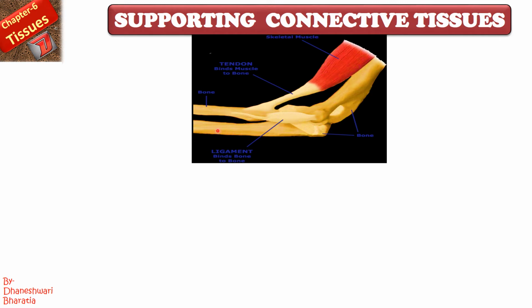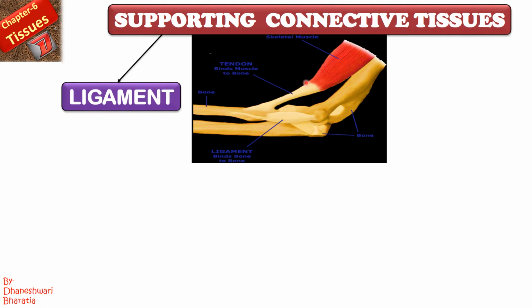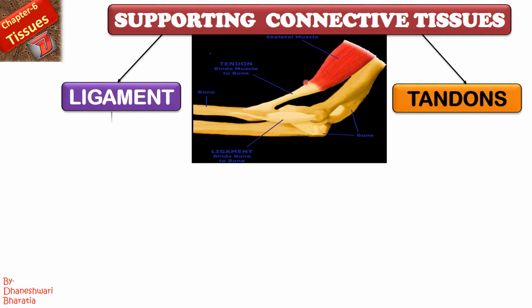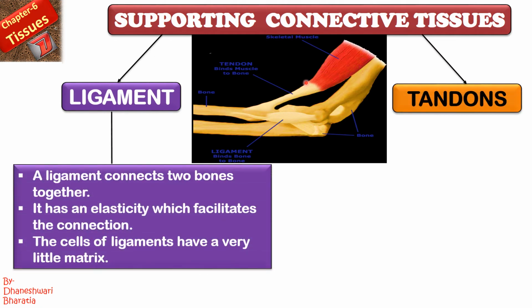These are the bones here, this one and this one. So these two bones are connected with each other through the ligament. And this particular muscle, the reddish skeletal muscle, is connected with this bone through this tendon. Yes, hope this is clear. So this is all about tendon and ligament. Ligament connects two bones together.